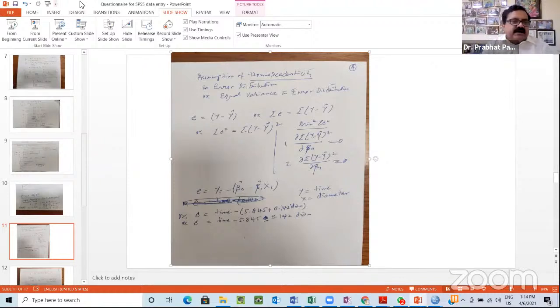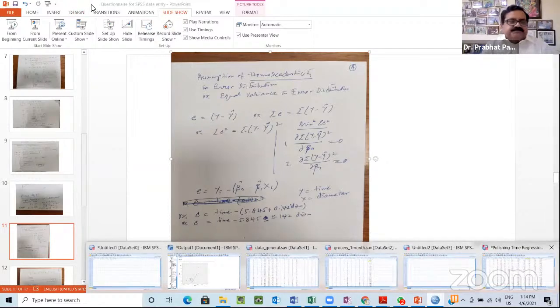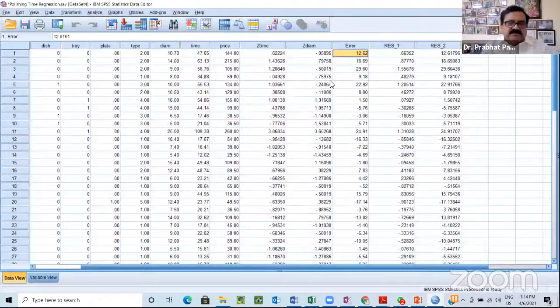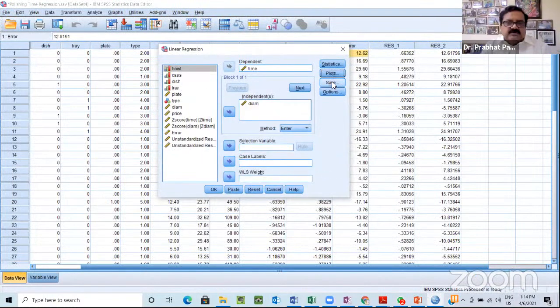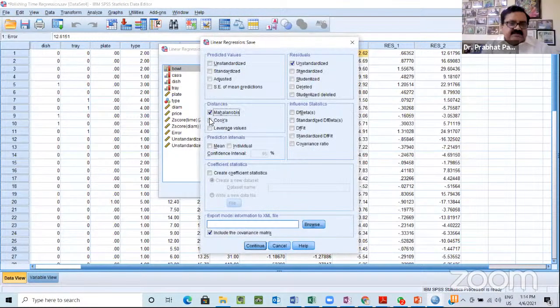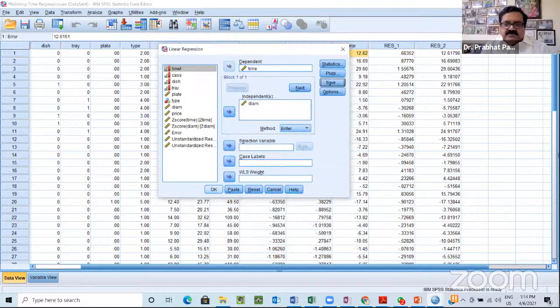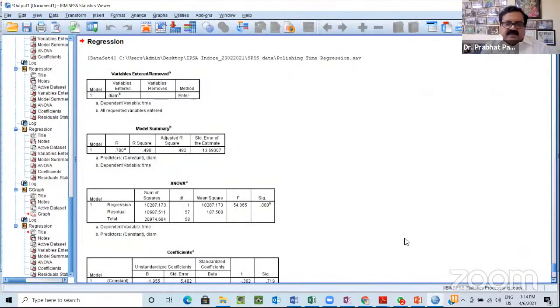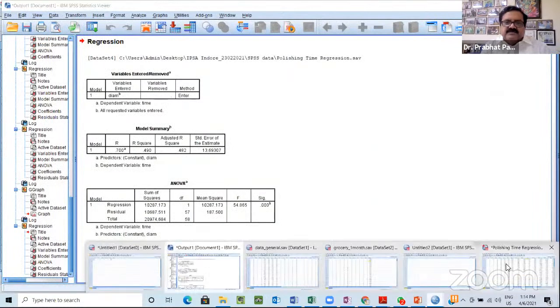One way to look at whether the data has outliers or not: while calculating the regression, we can go to save, and then we can save these two values, the Mahalanobis and the Cook value. And we say okay. Here in your original data, they have already been calculated. This is the Mahalanobis value and this is the Cook value.